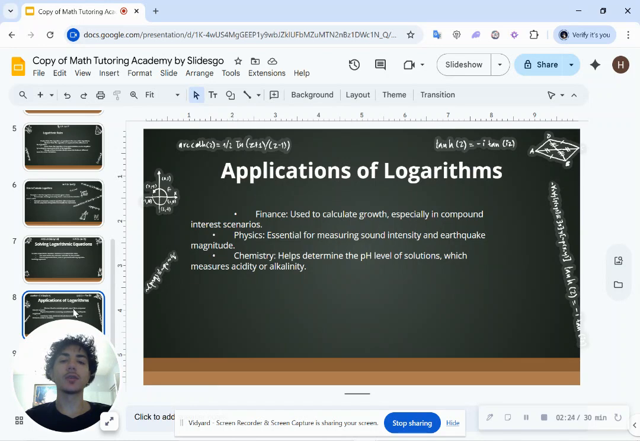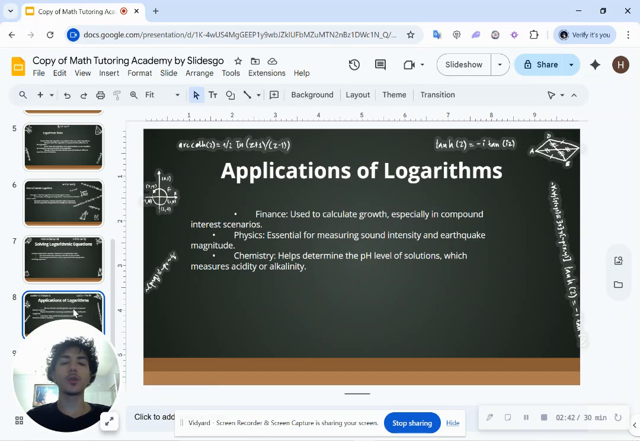Applications of logarithms. Finance: used to calculate growth in exponential compound interest scenarios. So we can use logarithms in real-world situations like calculating interest, calculating the growth in interest, and helping you out in finance in general.